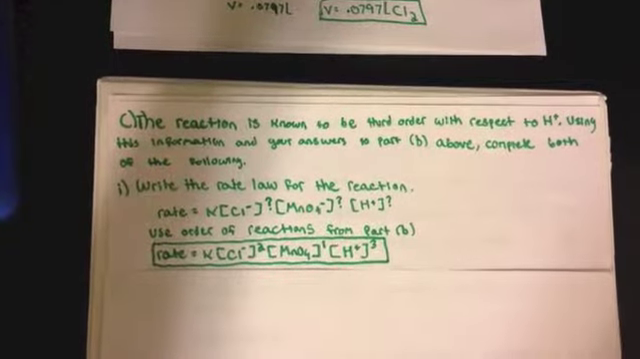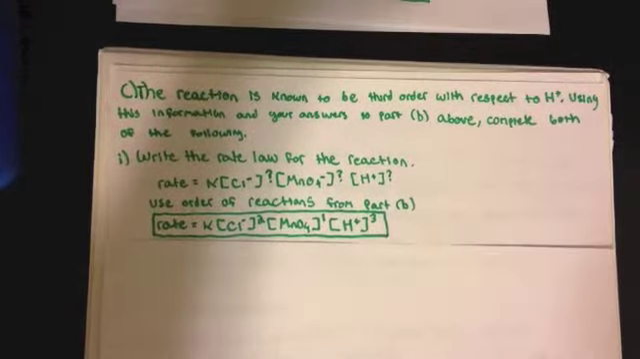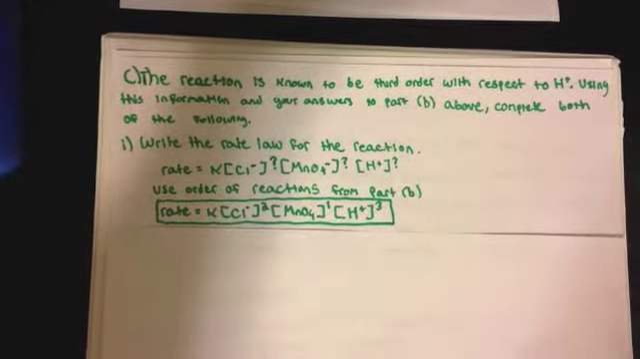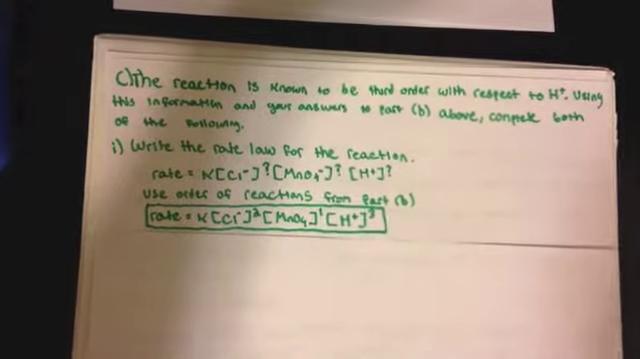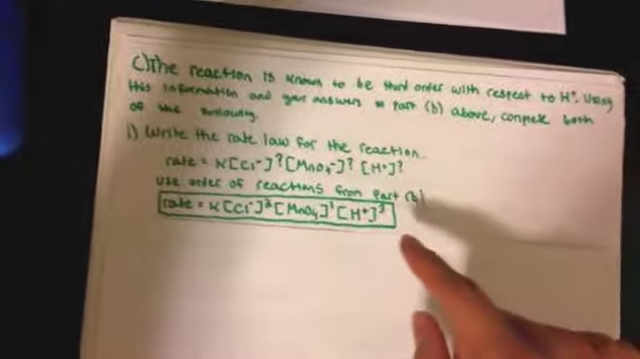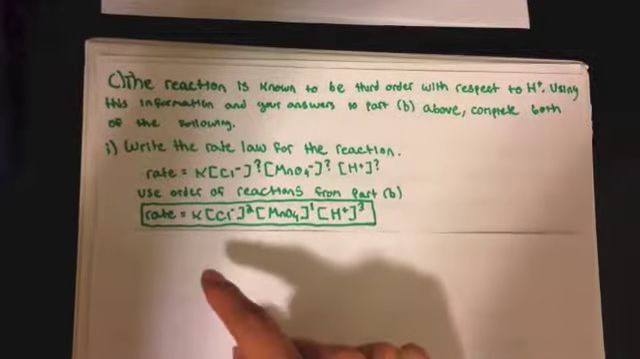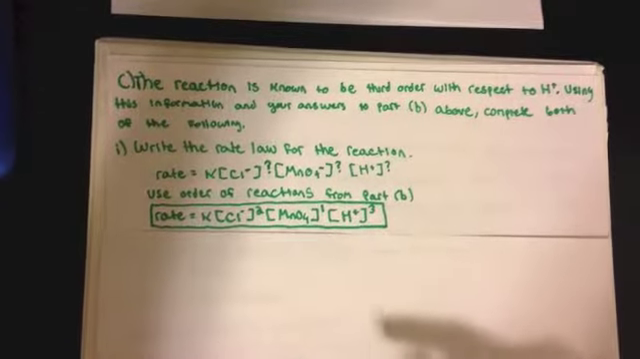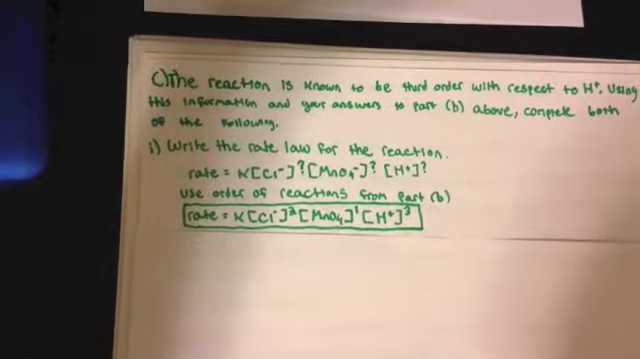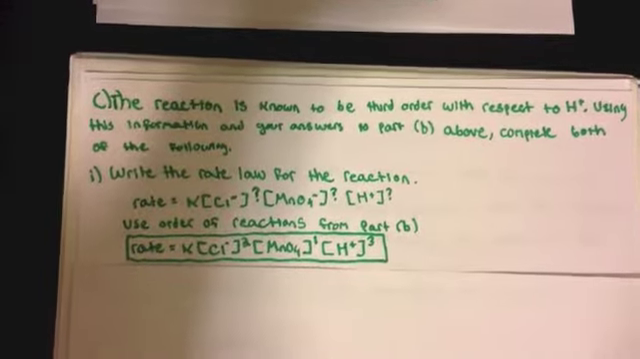For C, the reaction is known to be third order with respect to H plus. Using this information and your answers to part B above, complete both of the following. For the first part of C, we have to write the rate law for the reaction. Here's what the rate law would be without knowing the orders of the reactants. But after we plug in the orders of the reactants we found from part B, we get rate is equal to k times the concentration of Cl minus to the second power times the concentration of MnO4 minus to the first power times the concentration of H plus to the third power.